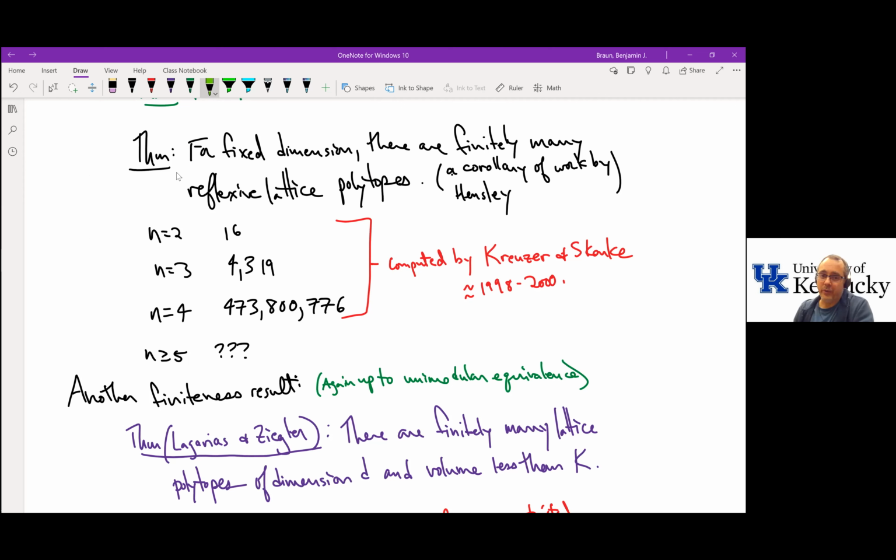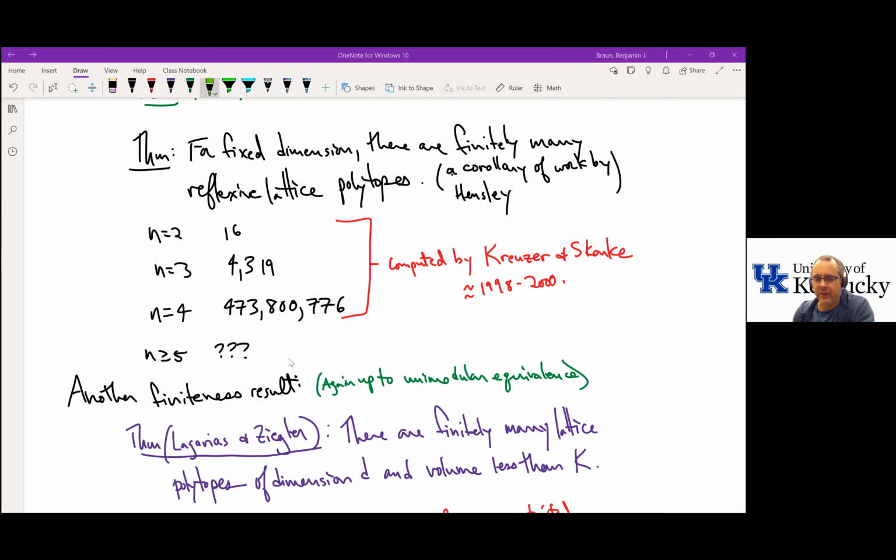But one important theorem about reflexives is that for a fixed dimension, there's only finitely many reflexive polytopes. That's a corollary of a theorem due to Hensley back in the 90s. And Kreutzer and Skarka, two mathematical physicists, actually computed these numbers exactly for n equals 2, 3, and 4. The number of reflexive lattice polytopes is 16 in dimension 2, 4319 in dimension 3, and a hair under half a billion in 4 dimensions.